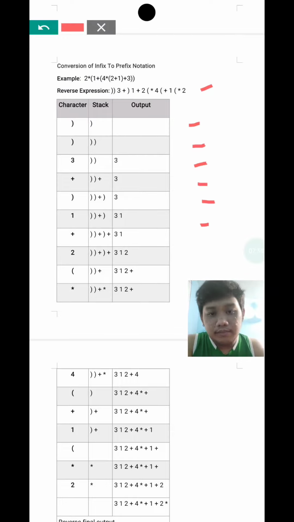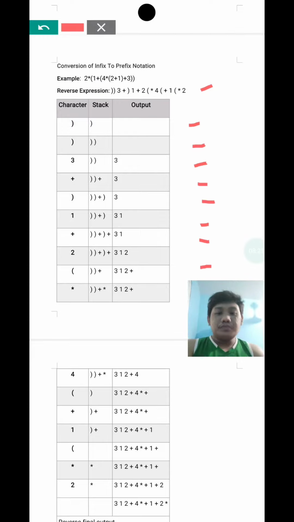Next is the plus symbol or the plus character. Since it is an operator again, it will be pushed to our stack. So here it is added to our stack. Output is as it is, 3 and 1. Next is the 2 character. Since it is an operand, it will be pushed to our output. So it becomes 3, 1 and 2, and our stack is as it is.